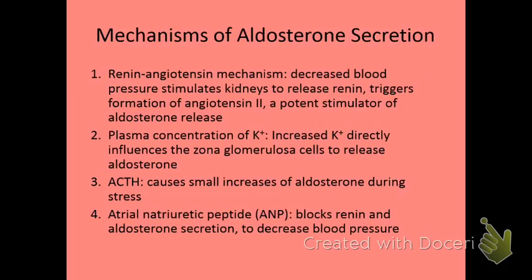Now, the mechanism of aldosterone is fairly complex. We have the renin-angiotensin mechanism. Decreased blood pressure stimulates the kidney to release renin. It triggers the formation of angiotensin II. This is a potent stimulator of aldosterone, and it will help make the aldosterone be released, and this in turn will create a retention of the sodium. We also have ACTH, which causes small increases of aldosterone during stress.